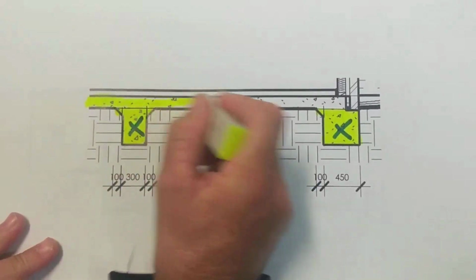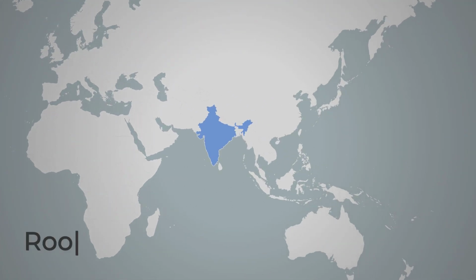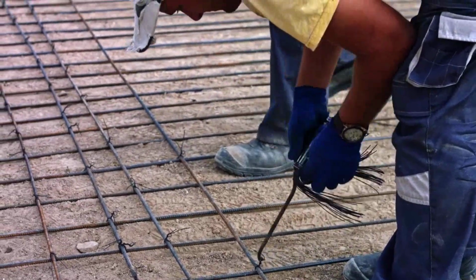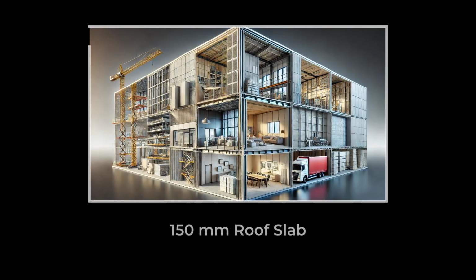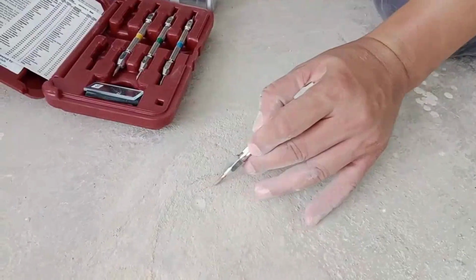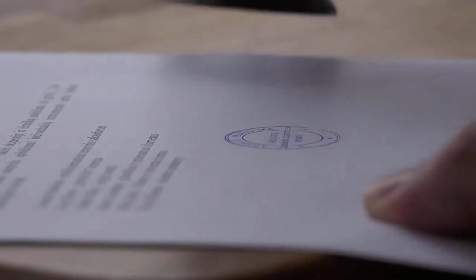Consider a slab thickness of 150 millimeters, common across Hong Kong, Mumbai, Manila, and Cairo. This dimension, along with the placement of steel reinforcement, determines how the roof transfers weight down to the building's columns and foundation. The slab's strength is not limitless. It is calibrated for a specific load profile, with safety margins set by engineering codes.